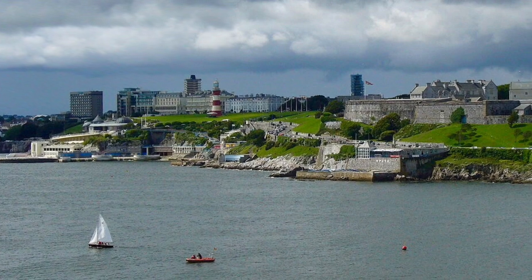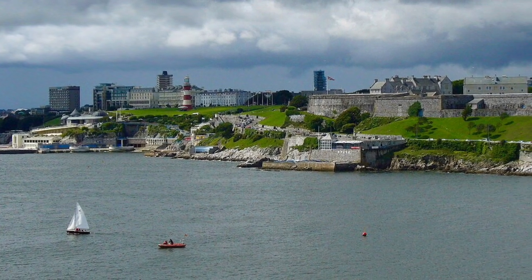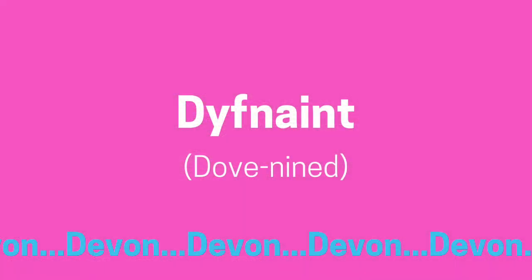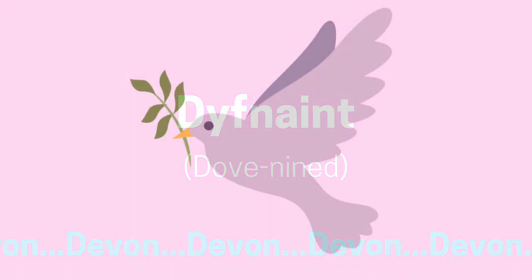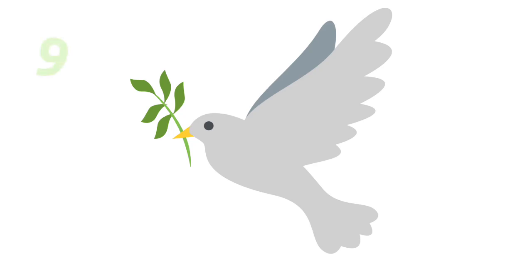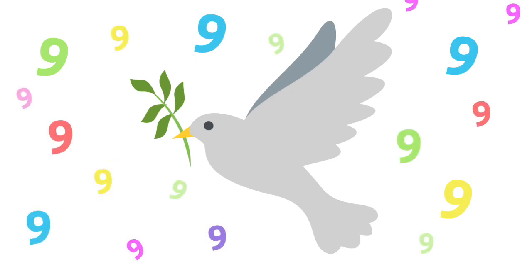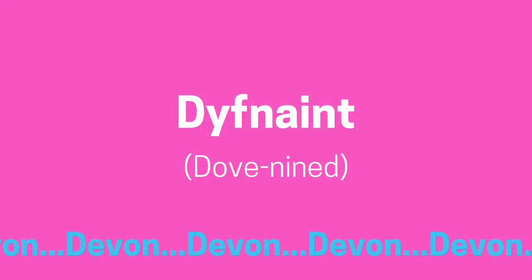Devon is a lovely part of England, on the coast, a beautiful place to go, and Devon in Welsh is Dyfnaint. It sounds like you have seen 9 doves. Just imagine you're looking out at the sky on a sunny day and there, flying in formation, swooping down, are 9 doves. Dyfnaint.